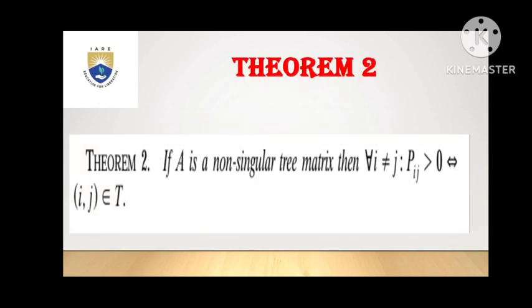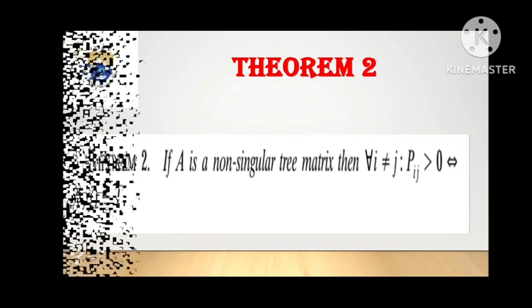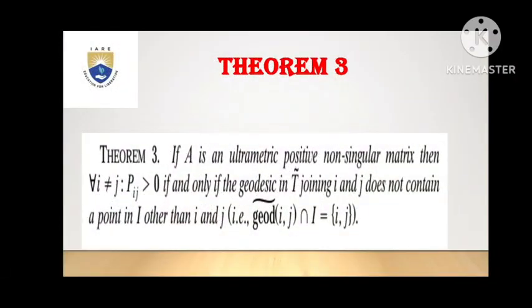Theorem 2. If A is a non-singular tree matrix, then for all i not equal to j, P_ij greater than 0 implies (i, j) belongs to T. Theorem 3. If A is an ultrametric positive non-singular matrix, then for all i not equal to j, P_ij is greater than 0 if and only if the geodesic in T joining i and j does not contain a point in I other than i and j. That is, Geod(i, j) intersection I is equal to {i, j}.